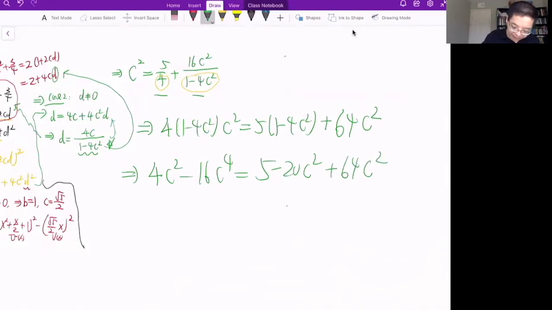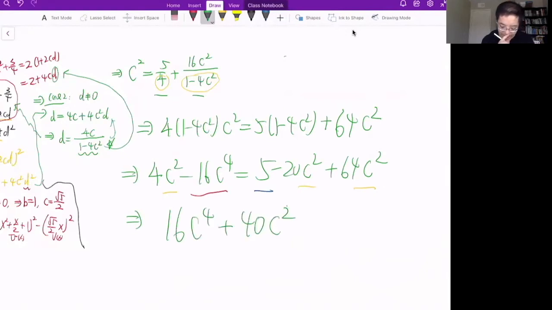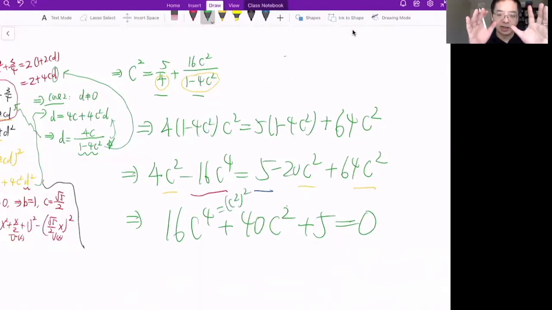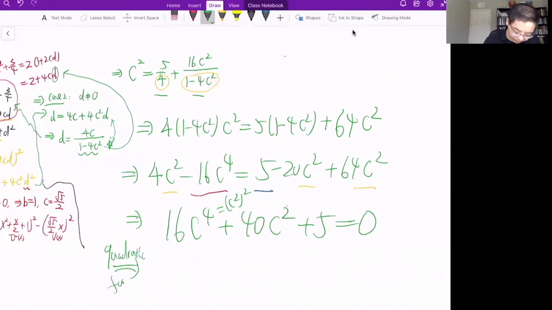Okay, let's combine those terms. So here I have c squared, and then I have c to the 4, and a constant, right? After simplification, we get 16c to the 4 plus 40c squared plus 5 equals 0. Yes, let's see, it's correct. All right, so you see, this is a quadratic equation for c squared. Now you just apply the quadratic formula, either by quadratic formula or by Vieta's formula. Either way, you'll quickly realize that c squared is negative, which is impossible.